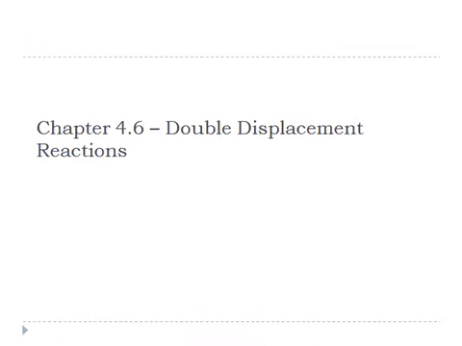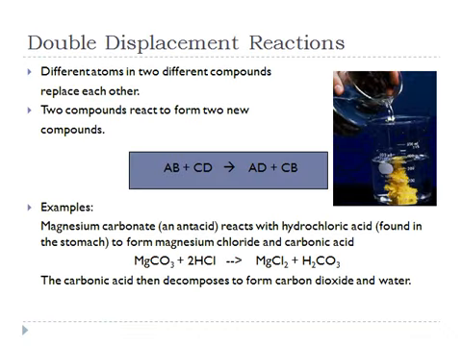The next and the last type of reaction that we're looking at is a double displacement reaction. So double displacement reactions is where you have different atoms in two different compounds, and they replace each other. And these two compounds basically react to form two new compounds. So here is our general formula, where you have compound AB and compound CD. And basically what happens is A and C switch places. So you get A bonding to D and C bonding to B. Okay, so that's the general formula.